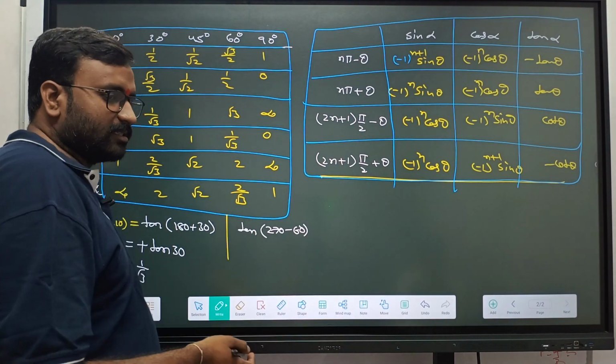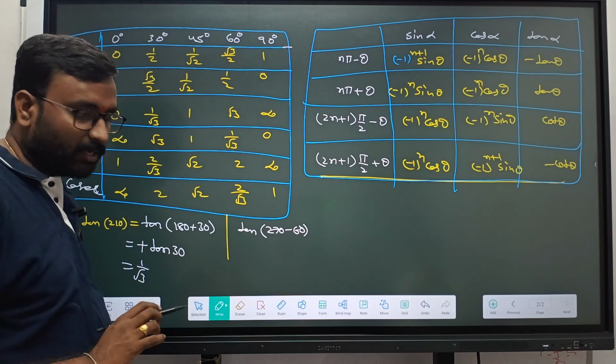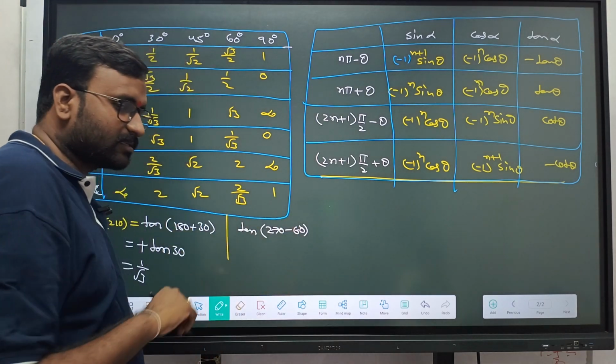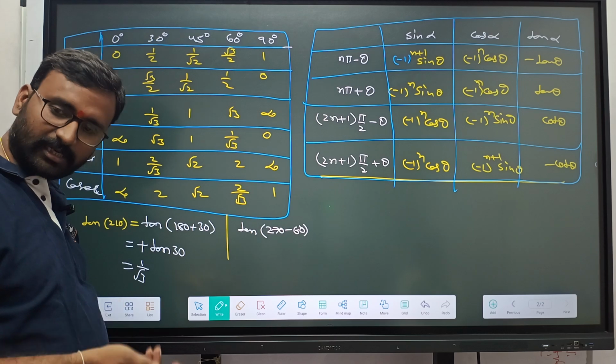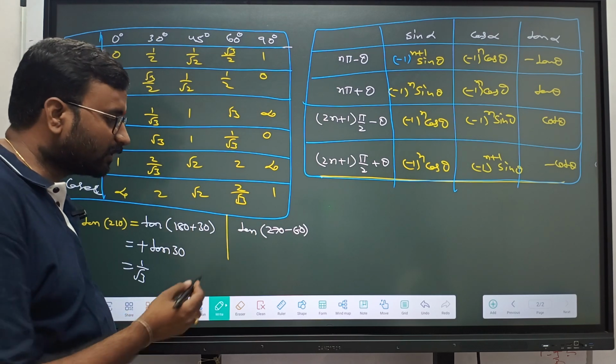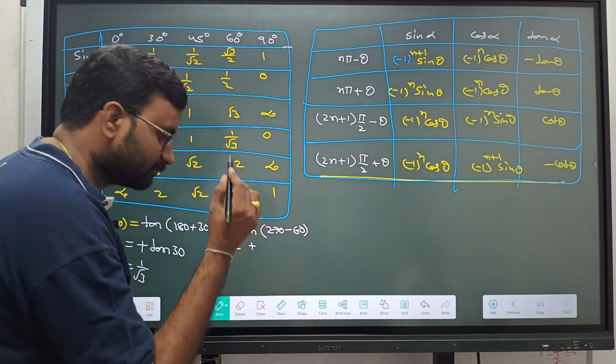Come to this side. Tan of 270 minus 60 is also equal to tan 210 only. 270 minus 60, which quadrant? Third quadrant. So the sign is plus only. Okay?